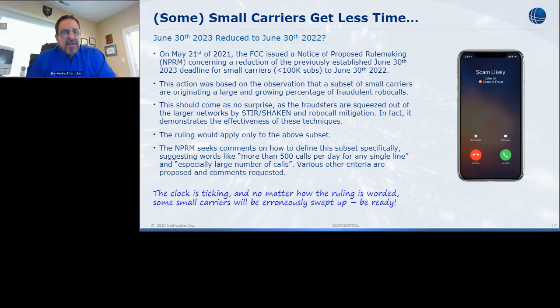So why did the FCC suddenly put out a notice of proposed rulemaking and talk about, gee, maybe that date is too generous? Well, what they've observed is that fundamentally STIR/SHAKEN is working, and the bad guys are getting squeezed out of the big networks and are quickly migrating to the smaller networks where STIR/SHAKEN isn't required, and they're using those as a platform to pump their trash into the telecom network. The FCC noted that there's a small percentage of small carriers who are originating a disproportionate amount of fraudulent traffic at this point. And for STIR/SHAKEN to work effectively, quickly, we're going to have to shut those down.